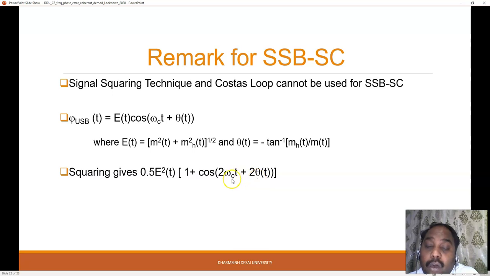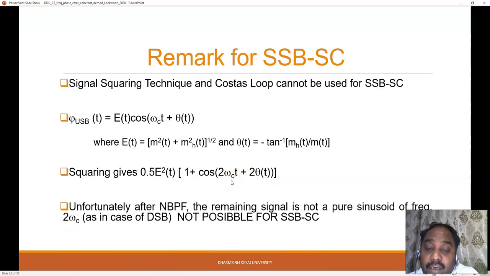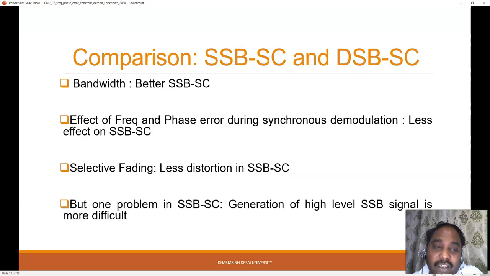So this is not a pure carrier frequency as required. It is not a pure sinusoid, so it is not possible for SSB-SC. You can show the same for the Costas loop too. For SSB-SC in general we also don't need it, because if you consider a voice signal, there is no problem whether it is a frequency error or a phase error; it results in phase distortion, but for a voice signal that is not an issue. Frequency error generally causes no problem, whichever type of signal you have.